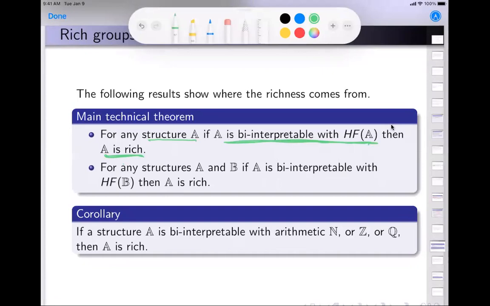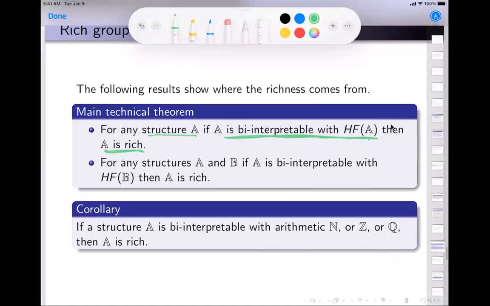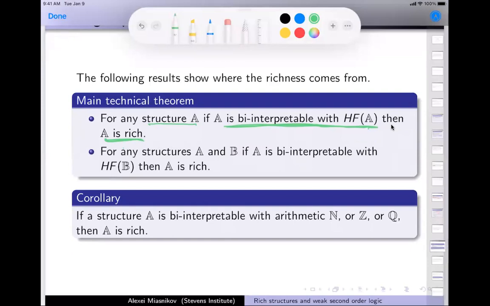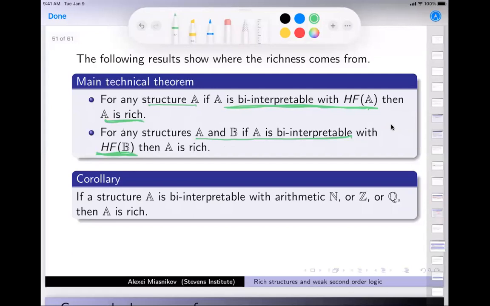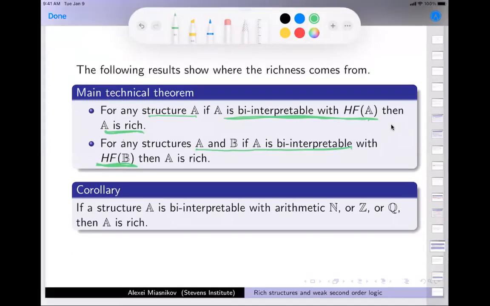So you have an equivalent first order formula in A, so it's rich. And that's the main tool, sort of. You just bi-interpret HF of A and A. If you work a little bit more, you will see immediately that if A and B are bi-interpretable and one of them is rich, or suppose A is bi-interpretable with HF of B, then A is rich. And the corollary I'm going to use a lot: if A is bi-interpretable with a rich structure, it's again rich.